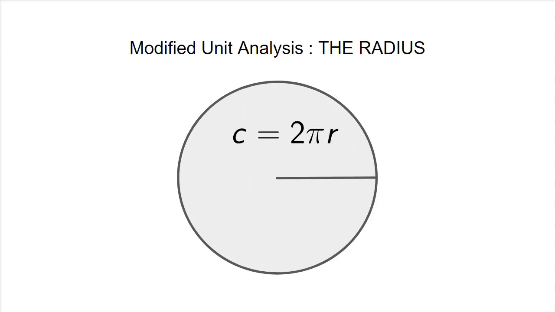And it is well known that the standard units of radius, the units of radius that you would find in the NIST standard, is the meter. And this is what I'm calling into question in this video. In modified unit analysis, the units of the radius are not the meter.